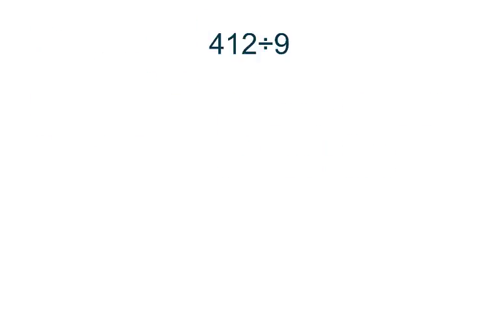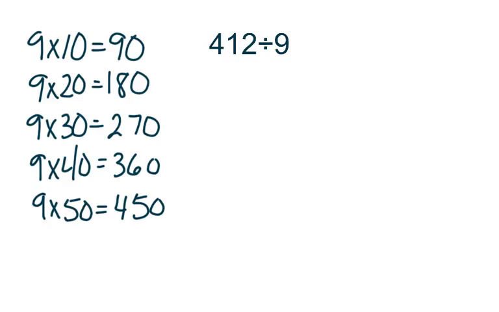Okay, we got just a few more problems to do. Go ahead and do the same thing for this problem. List all of your multiples of tens of our divisor of 9, and then find your sandwich. Tell me what it's between, and then I want to know what is it closest to, what is it about. Okay, I've gone ahead and listed my multiples, and I found my sandwich. So 412 fits right between 360 and 450.